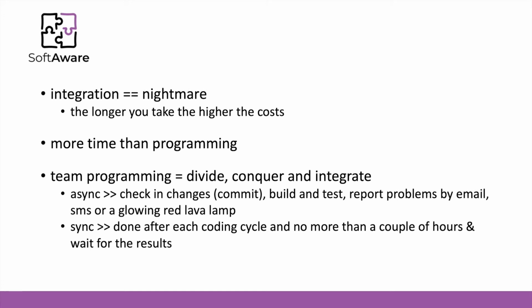You can either do this using asynchronous approaches, or you can do this using synchronous approaches. When you have asynchronous approaches, you check in your changes and everyone checks in the changes. You build the entire code, you test the entire product, and you report problems by email, SMS, or even, in some development teams, with a visual element like a red lava lamp that flashes whenever something is wrong. Or if you have a green one, it flashes because everything went okay.